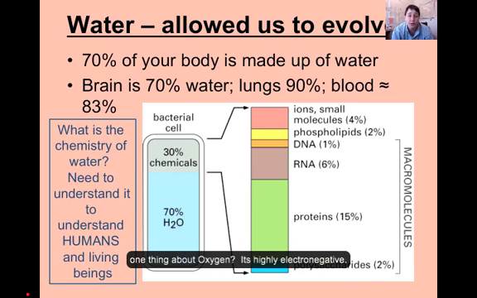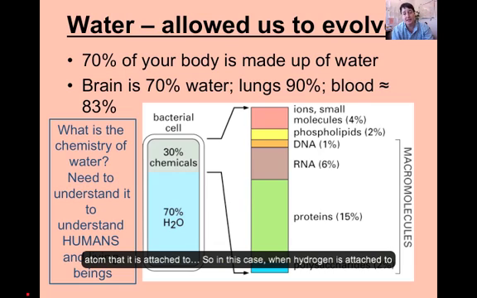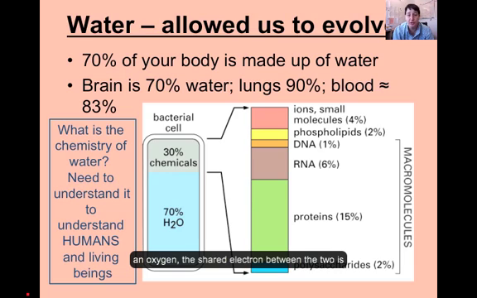It's highly electronegative. That means, and this is the way I think of this, oxygen is a little bit of a pig, and it sucks electrons closer to it in a covalent bond, closer than to the other atom that it's attached to. So in this case, when hydrogen is attached to an oxygen, the shared electron between the two is closer to the oxygen, creating a slightly negative charge on the oxygen and a slightly positive charge on the hydrogen. And that slight negative and slight positive charge is really what drives most of the chemistry of biology.